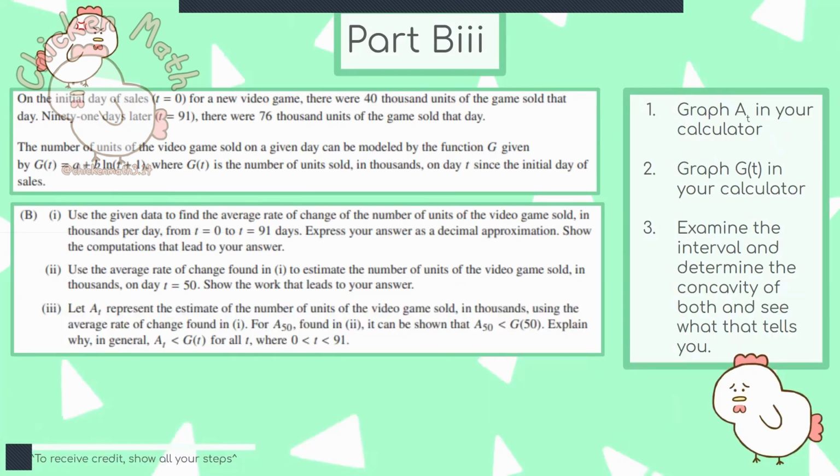So moving on to part B3, we are asked to show that G of t is greater than A of t for all t between 0 and 91. I personally do not like this question. I think it's kind of hard to understand.